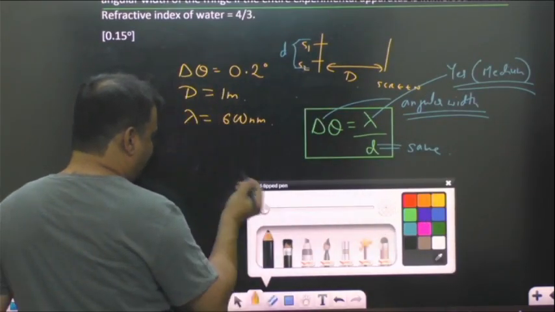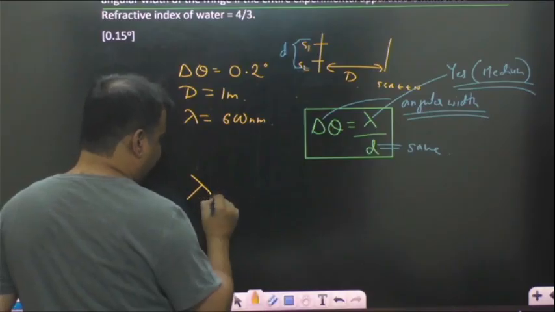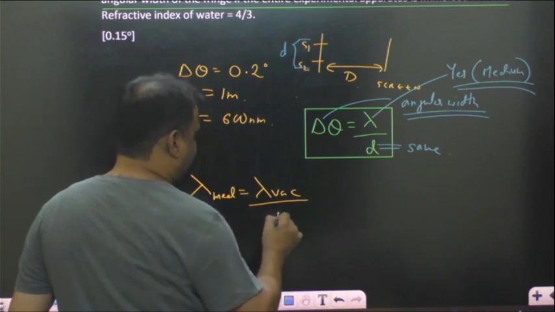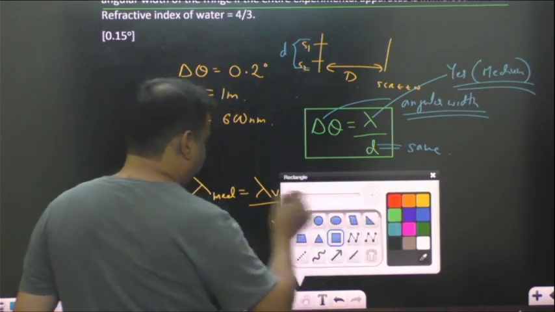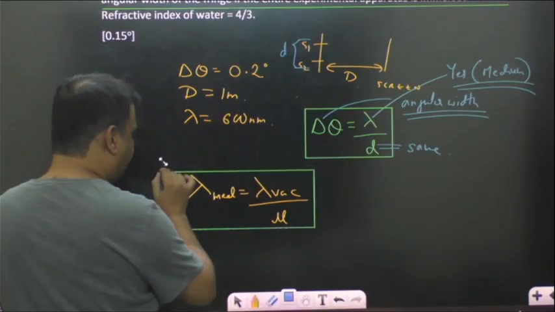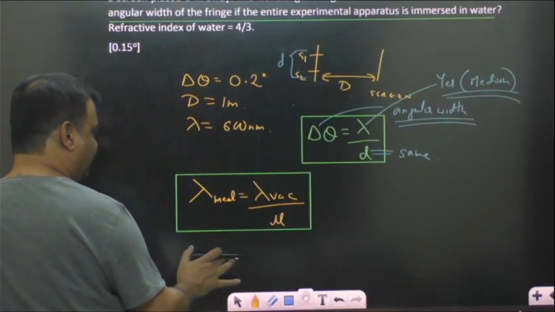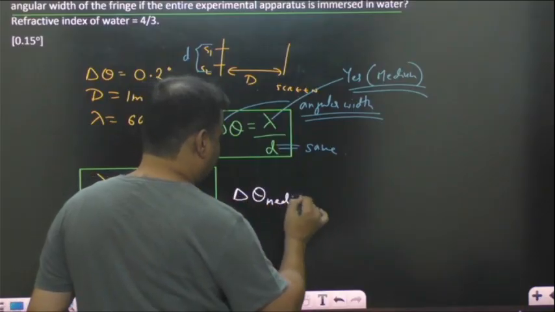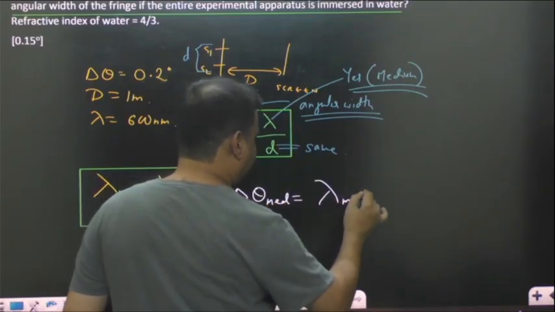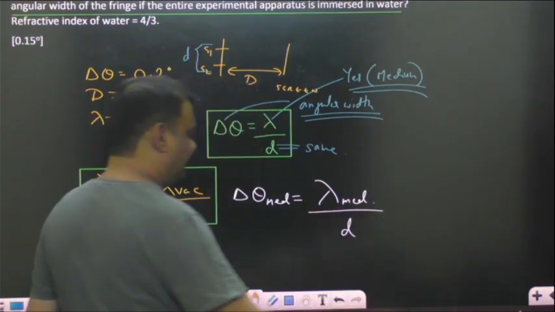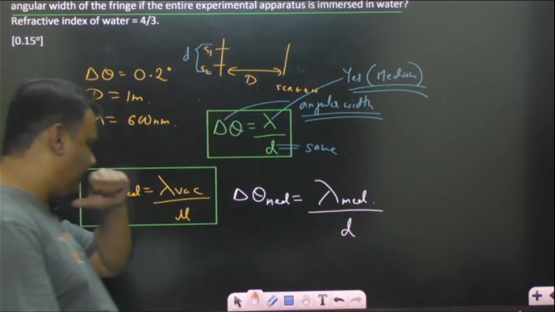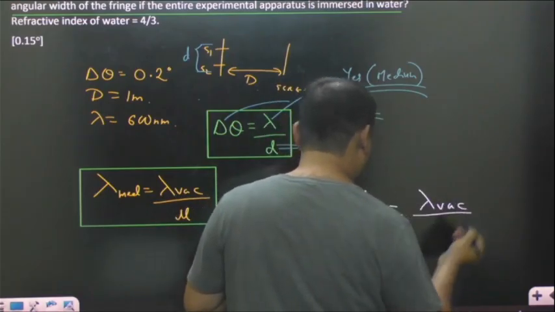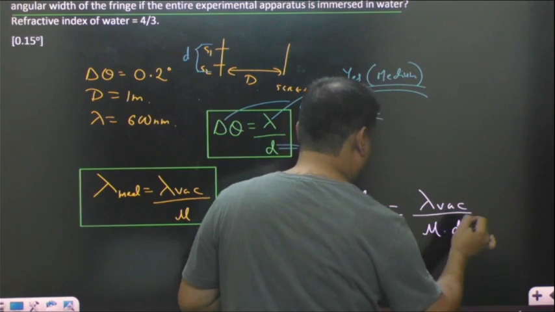So we know the formula we have seen in ray optics. Wavelength in the medium is the wavelength in vacuum divided by refractive index of the medium. Remember the formula? In any medium the wavelength will be the wavelength in vacuum divided by the refractive index of the medium. So you can write the fringe width in the medium is what? The wavelength in the medium divided by d. What will be the wavelength in the medium? Wavelength in vacuum divided by refractive index, into d.